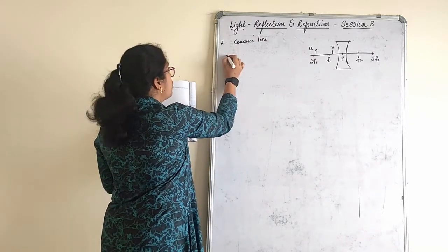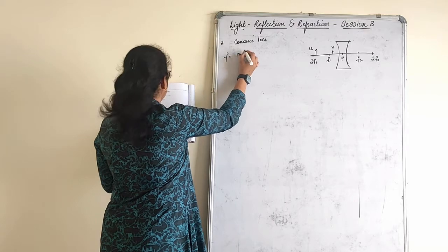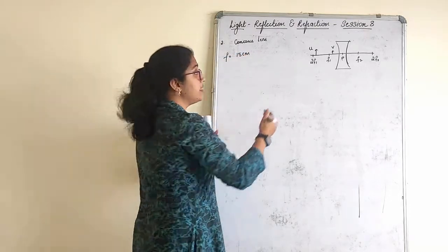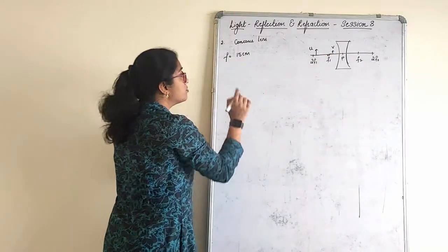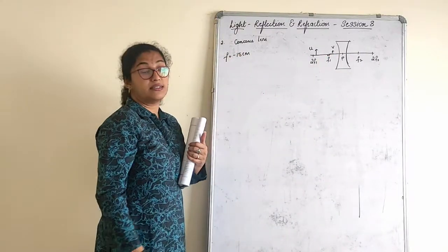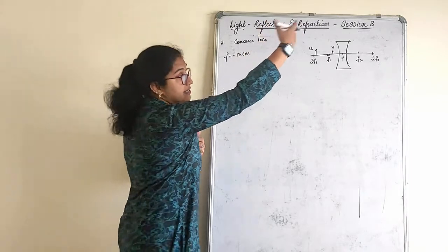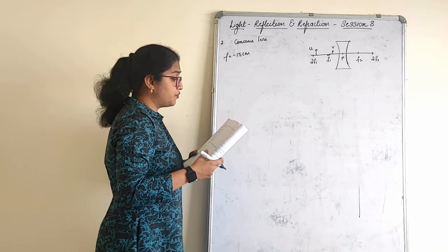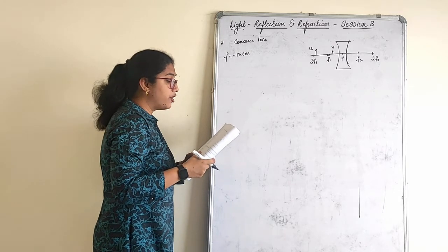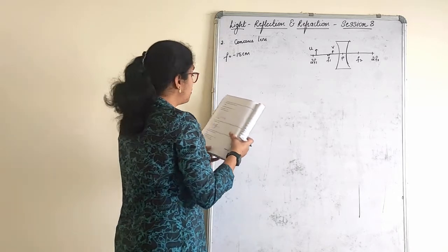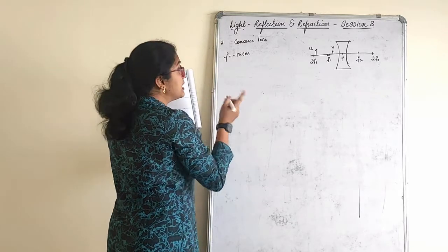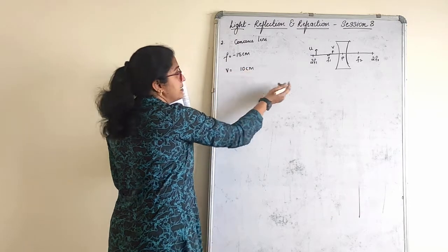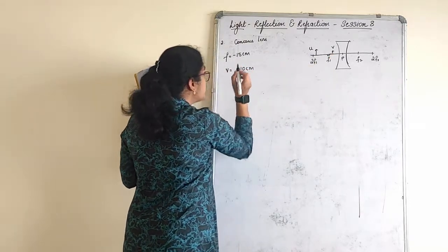A concave lens of focal length 15 centimeter. It's a concave lens. Which focus is used in the concave lens? This focus is used. So focal length is going to be minus. Convex, this side of focus, so it is plus. A concave lens of focal length 15 centimeter forms an image 10 centimeter from the lens. Image is formed here, minus.